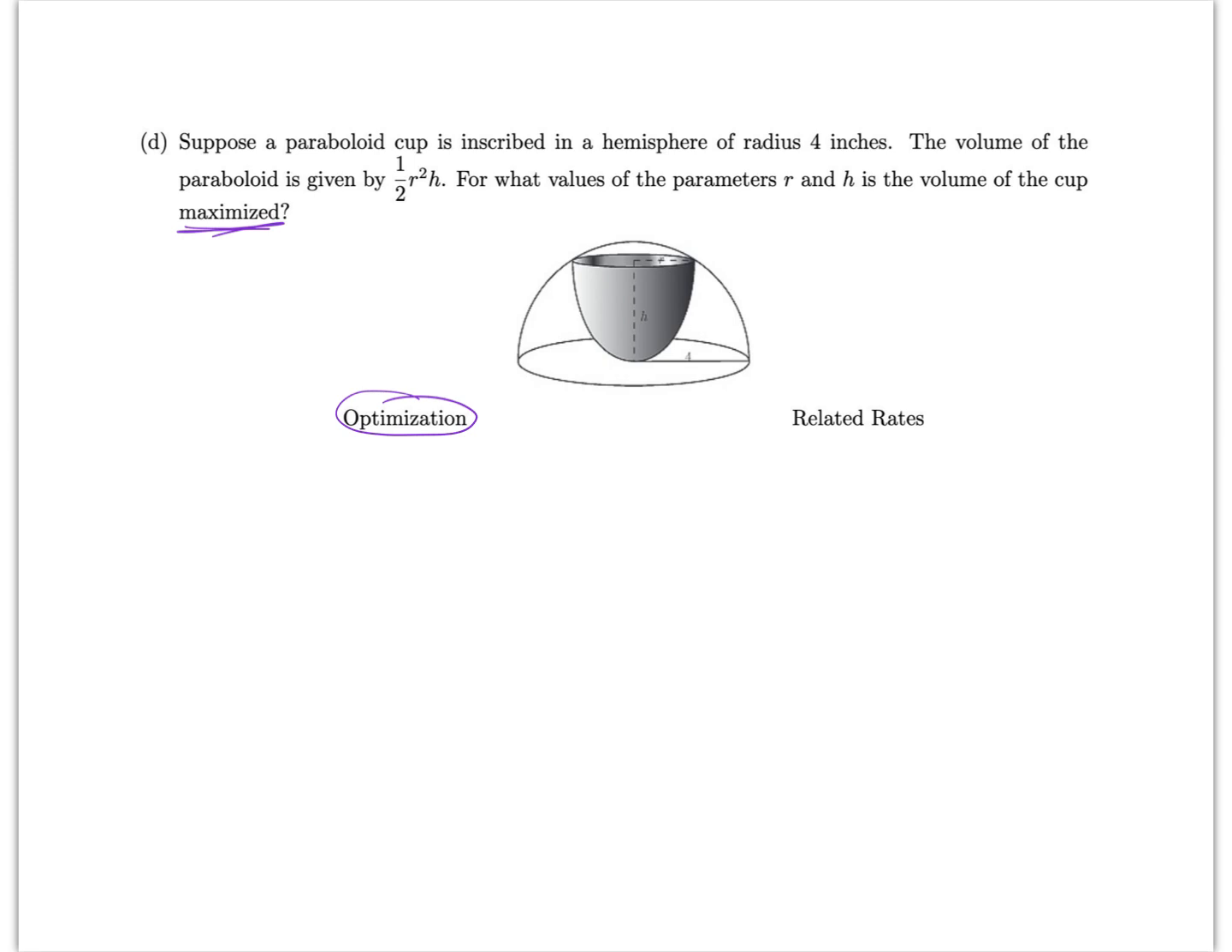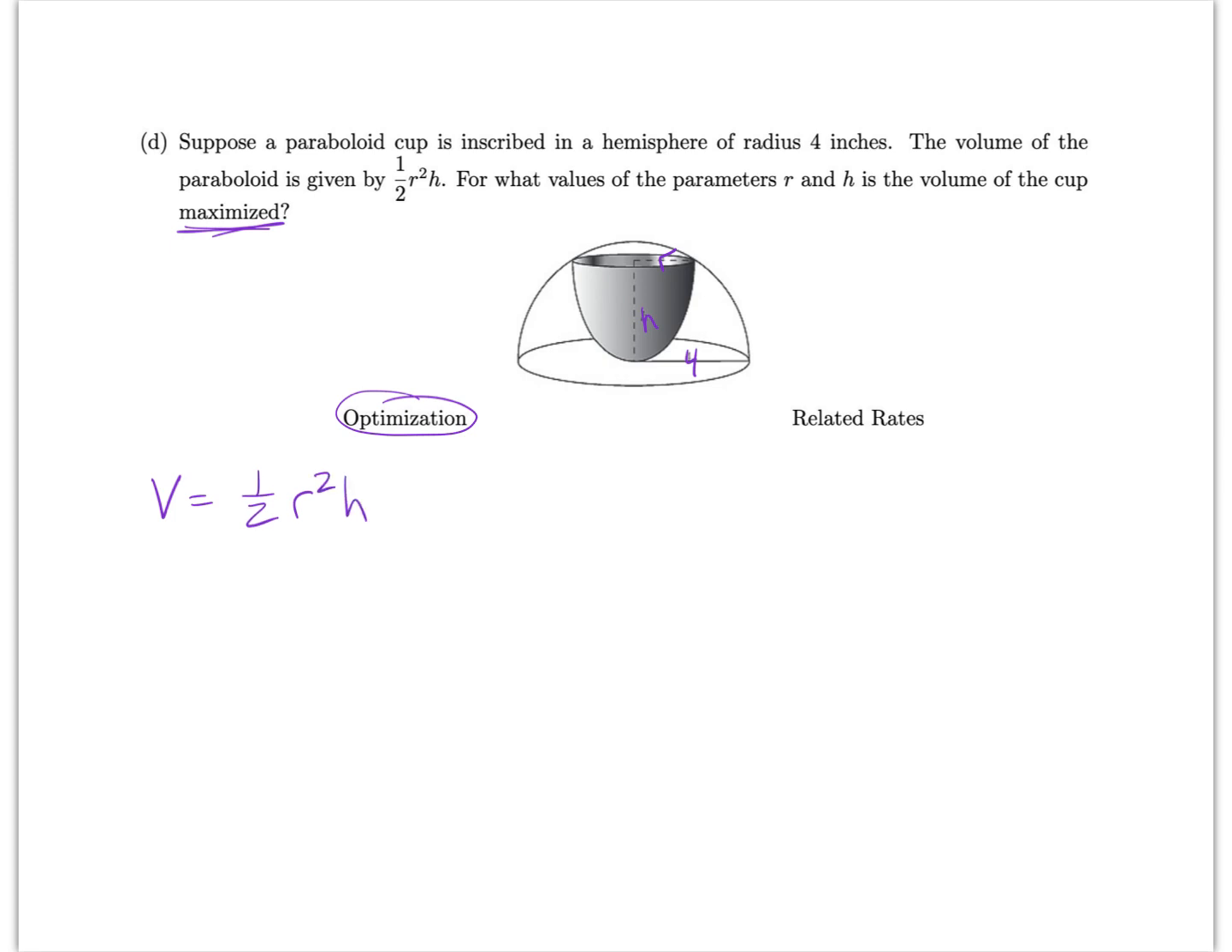So let's see if we can just, they gave us this picture. The radius of the hemisphere is 4. The height of the cup is h, and the radius at the top of the cup is r. There's a little r there. It's hard to see, but that's an r. r, h, 4. So the volume of the paraboloid is given by 1/2 r squared h. So the thing that we want to maximize is the volume of the cup, and that is 1/2 r squared h.